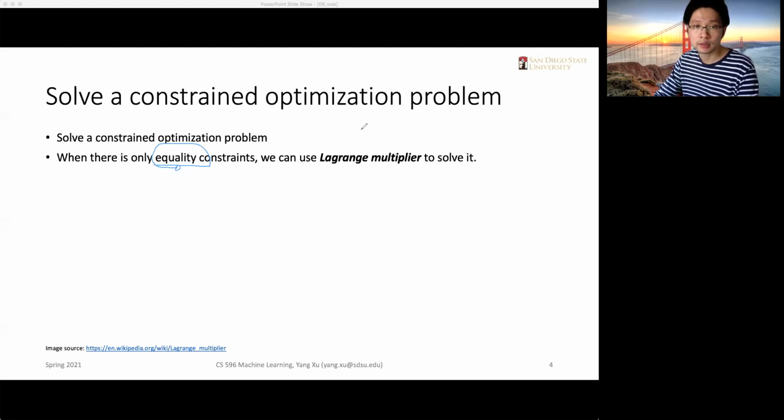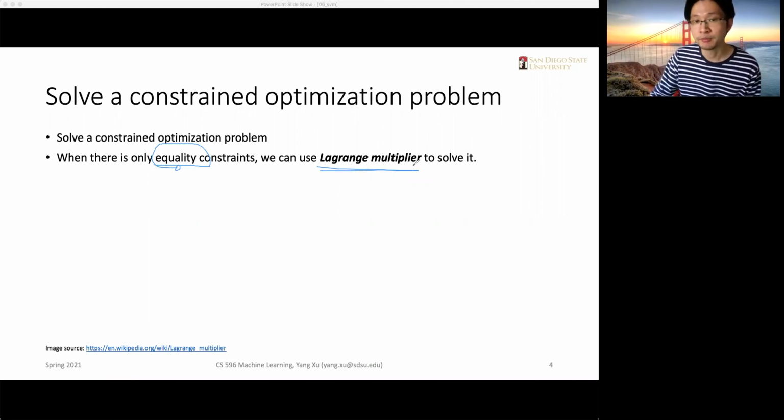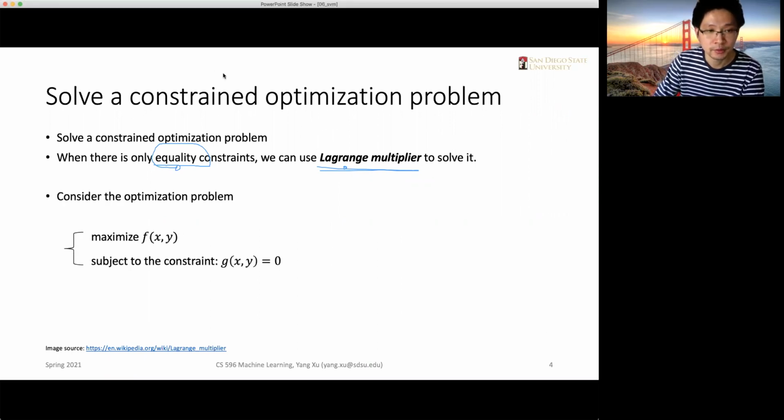So in these cases, we can use the technique called Lagrange multiplier. Or some people sometimes call it Lagrangian. Lagrange multiplier to solve it. It's the French mathematician's name. So this type of method usually looks like this.